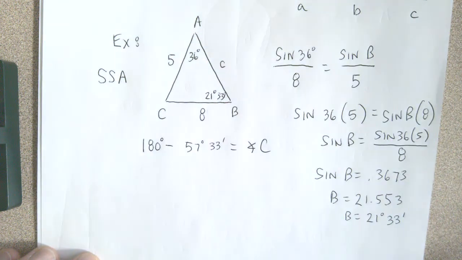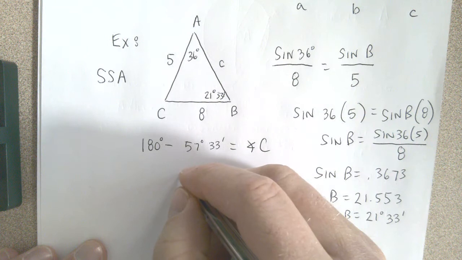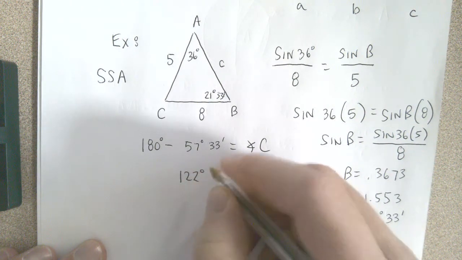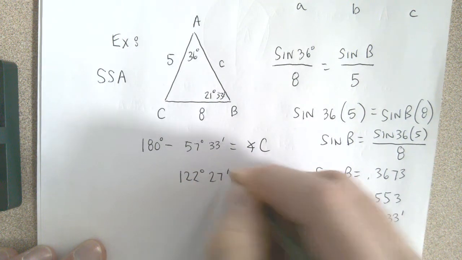So 180 minus the 57 degrees and 33 minutes. And we should get 122 degrees, 27 minutes.